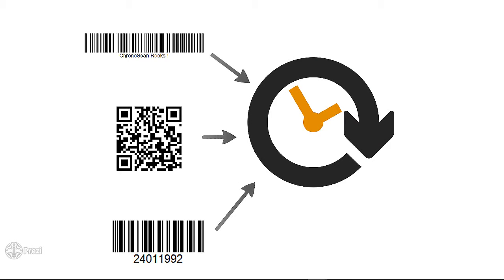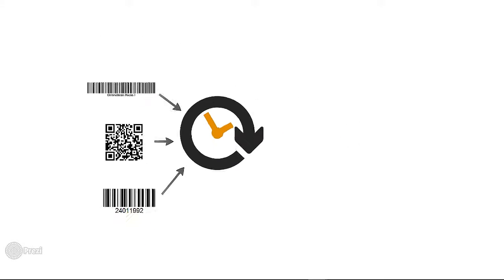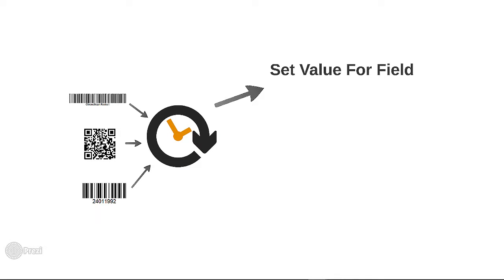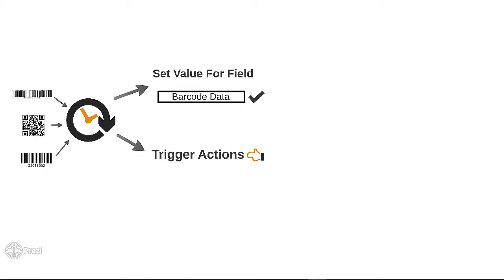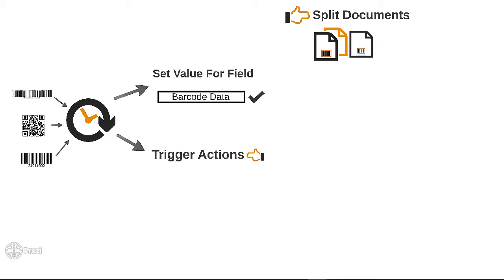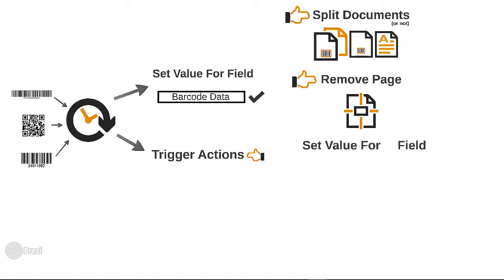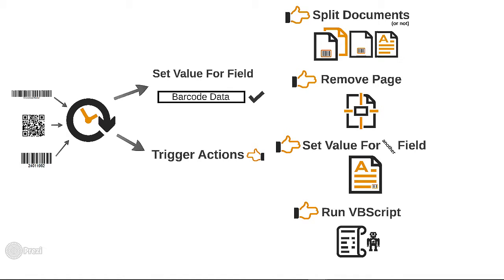When we get our barcodes inside ChronoScan, we can do two things with them. We can either set the value for the barcode field, or we can trigger actions. We can split documents when we have documents with more than one page, or we can not split them. We can remove a page. We can set the value for another field on our document, on our job inside ChronoScan. And we can run a Visual Basic script, and that will open up endless possibilities for our jobs inside ChronoScan.